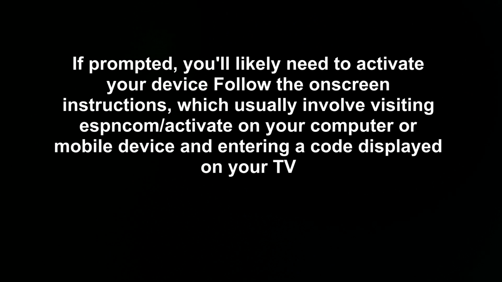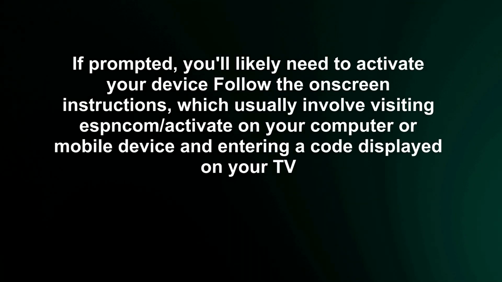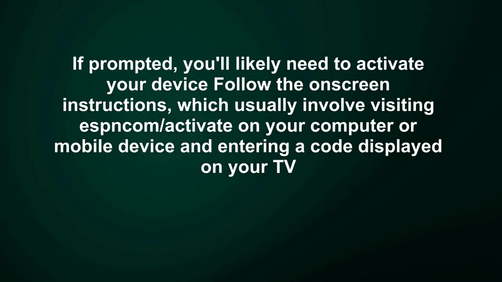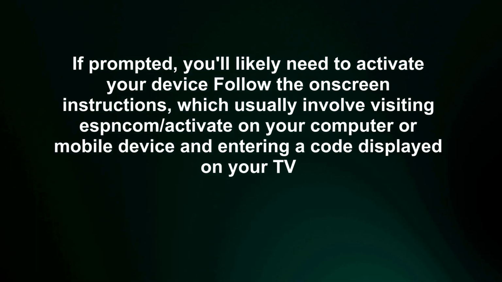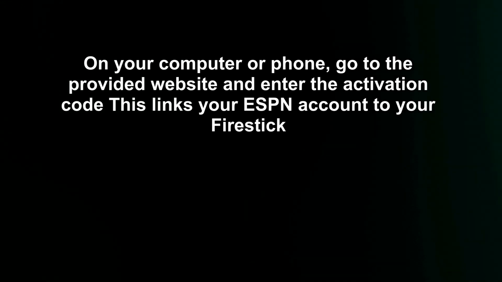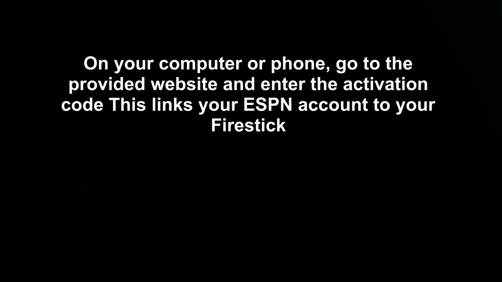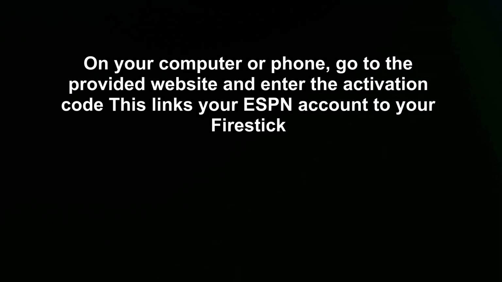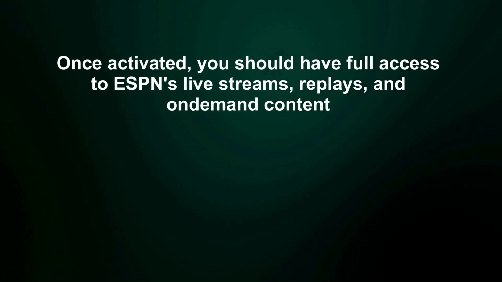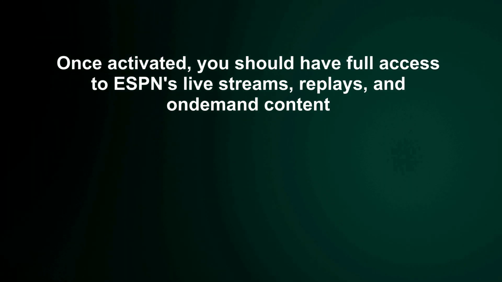Follow the on-screen instructions, which usually involve visiting ESPN.com/activate on your computer or mobile device and entering a code displayed on your TV. On your computer or phone, go to the provided website and enter the activation code. This links your ESPN account to your Firestick. Once activated, you should have full access to ESPN's live streams, replays, and on-demand content.